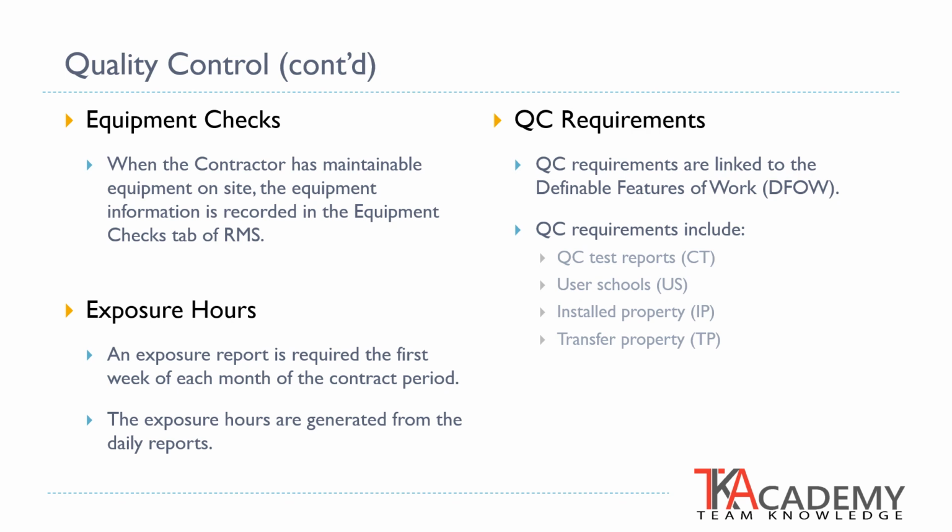Transfer property is that property that exchanges ownership during the construction project. An example of property that is transferred during construction would be a government furnished item that the contractor installs. Another example would be spare materials, parts, or tools that are transferred to the government at the completion of a project. Transfer property items include the prefix TP within RMS.